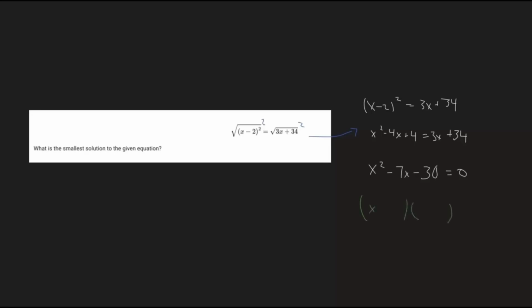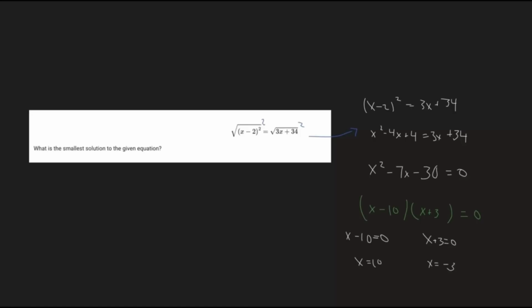Let's use 10 and 3. So we can use x minus 10 and x plus 3, and that will be equal to 0. Now we want to solve for the x values, right? So we're going to set both of these equal to 0. So we have x minus 10 equals 0, and x plus 3 equals 0. And so we can find that x equals positive 10 and x equals negative 3.